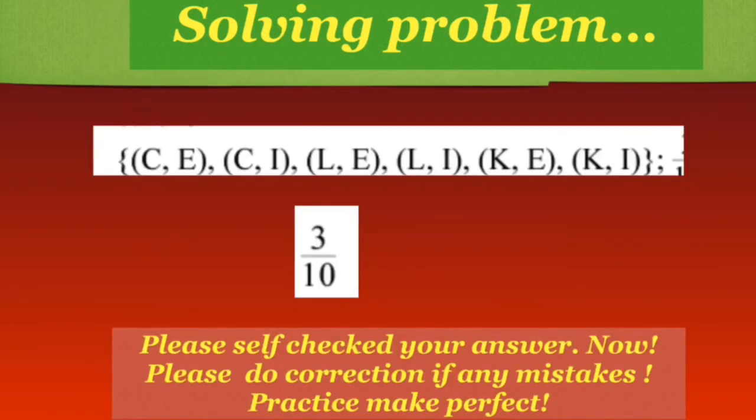So this is the answer for question number 4. Did you list out the events? Okay, please list out accordingly. (C, E), (C, I), (L, E), (L, I), (K, E), (K, I). And the probability value is 3 over 10 or 0.3. Okay, can all get the answer or not? Good.